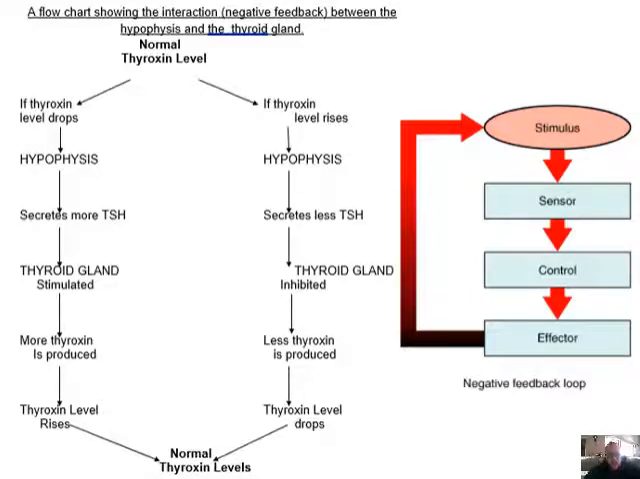So let's do the right hand side of that. If thyroxine level rises, the pituitary gland senses this. The control is that the thyroid gland is inhibited because there's no thyroid stimulating hormone and less thyroxine is produced. Therefore, the thyroxine levels drop, and this will then go back to the pituitary where it says, okay, now we are at normal levels, just stop doing what you're doing, and you're potentially now going to have to increase it. Okay, so I hope this helps you.